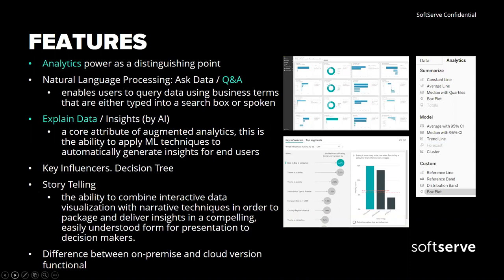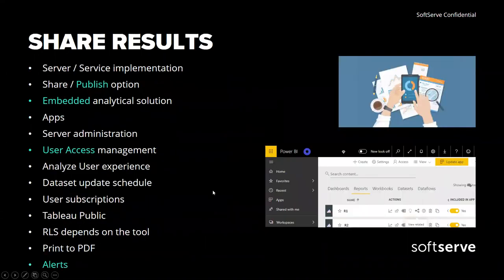Next, share results. So everything is created, and users have to share results. We have Tableau Server, and in Power BI we have the service. There is always a share or publish button to share the chart to the server. So the user has to connect to this online version, the web version, and share results. Results can also be shared by embedding an analytics solution, so that you can just put a link on your site. Power BI provides apps as a solution from them.